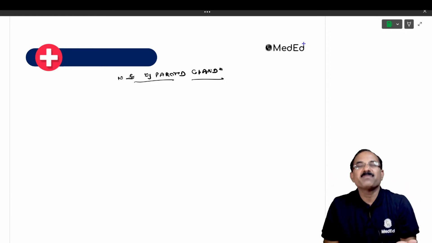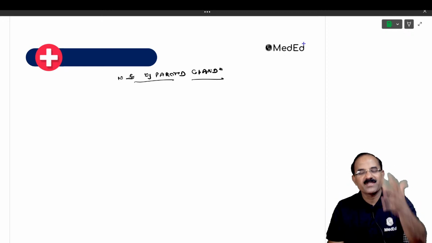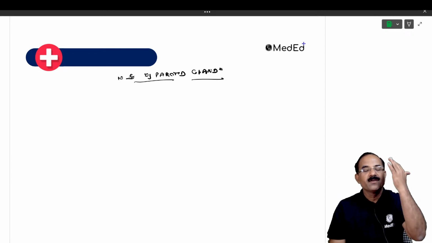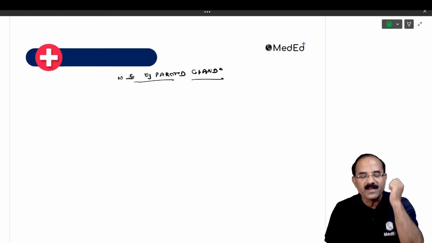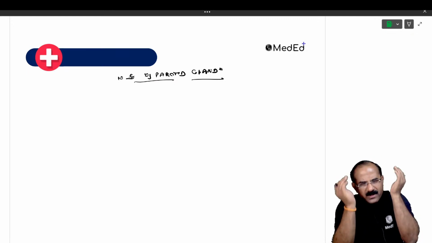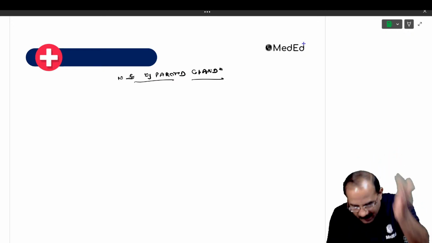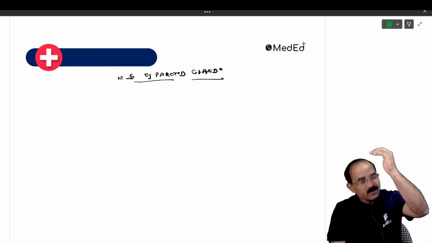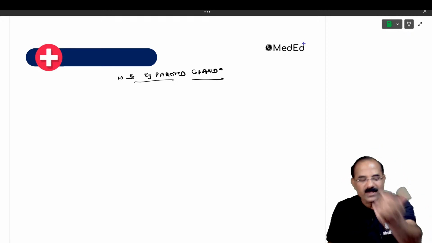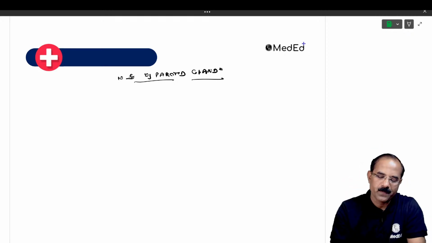So now you tell me, what is the name of the nucleus of glossopharyngeal nerve which supplies the parotid gland? तो पैरोटिड ग्लैंड को सप्लाई करने के लिए एक स्पेसिफिक न्यूक्लियस होगा. The name of the nucleus is inferior salivatory nucleus. Very good, Ram. Inferior salivatory nucleus.